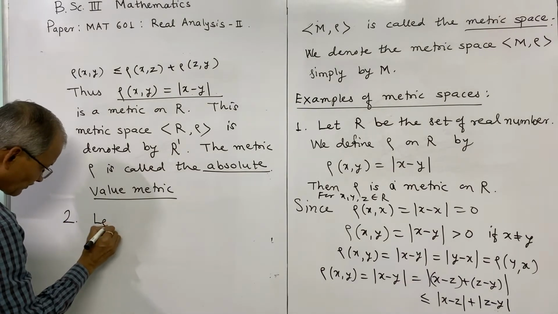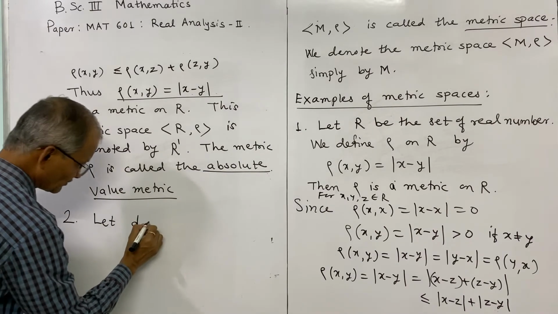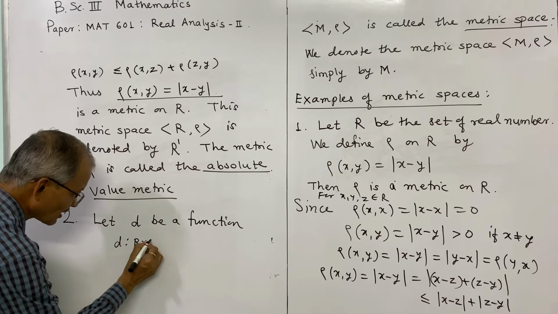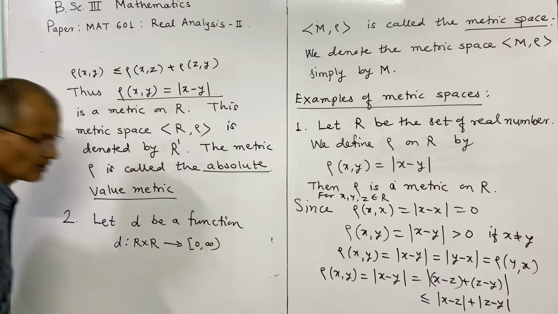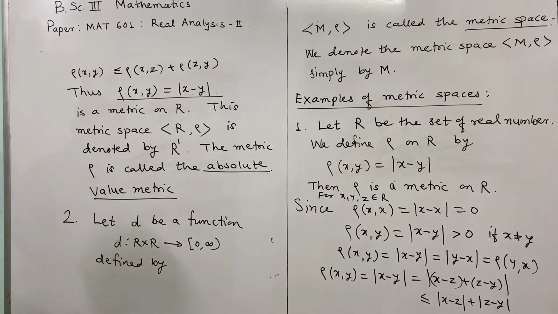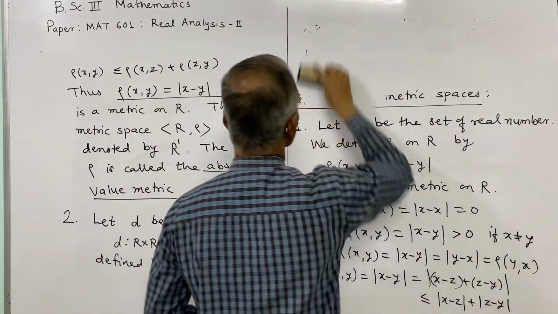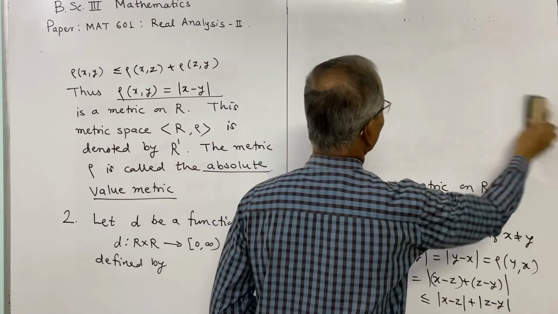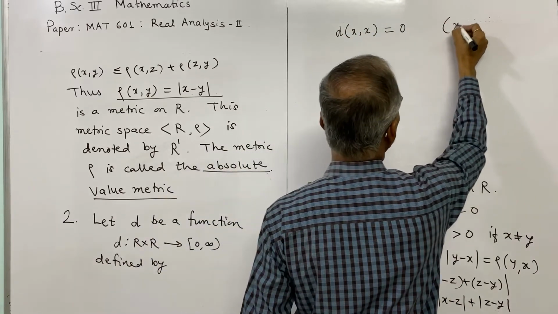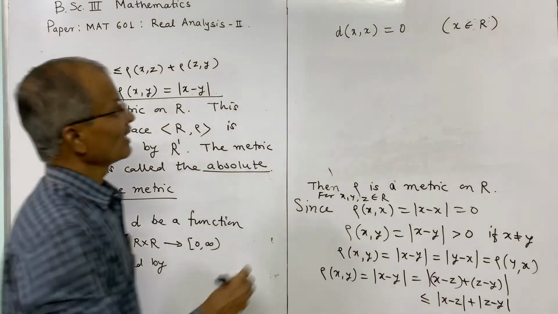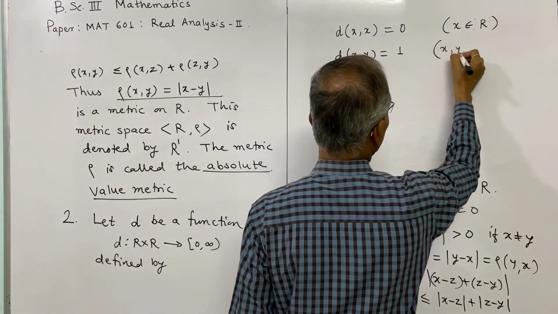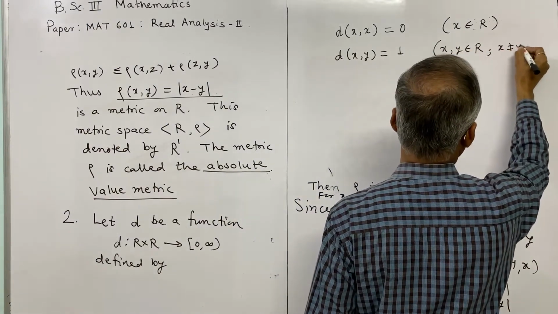Let D be a function from R cross R to 0 to infinity, defined by the definition for D is: D of x and x is 0, x belongs to R. And D of x and y is 1, x, y belong to R, x is not equal to y.